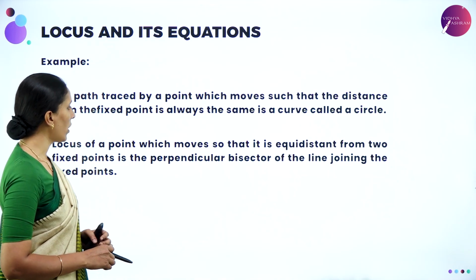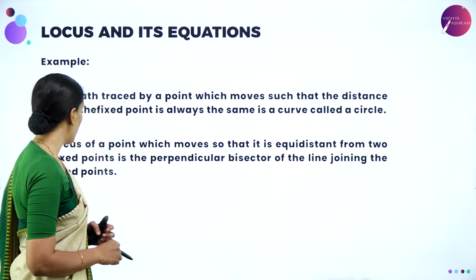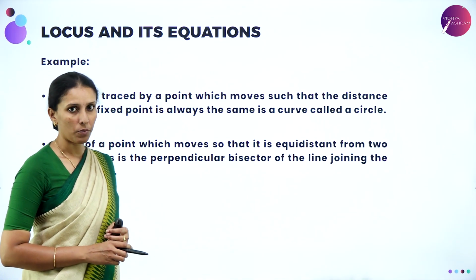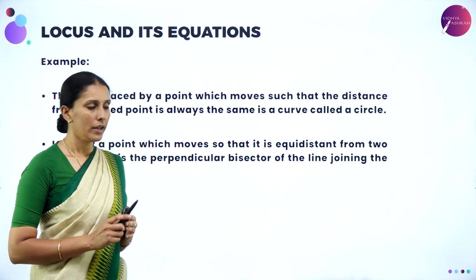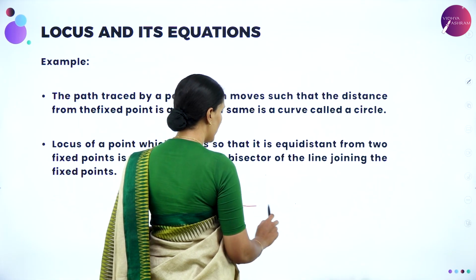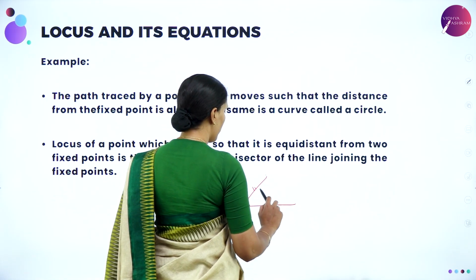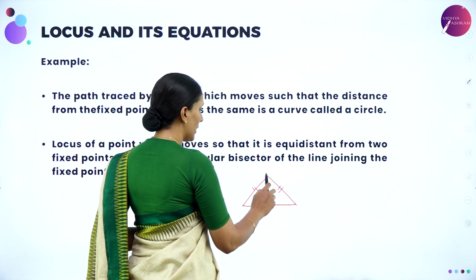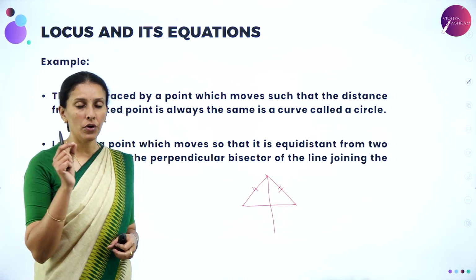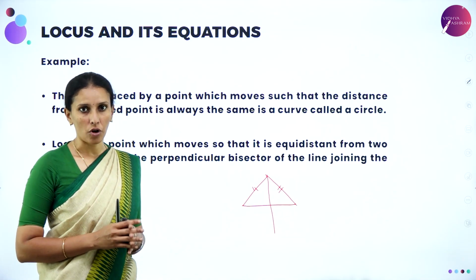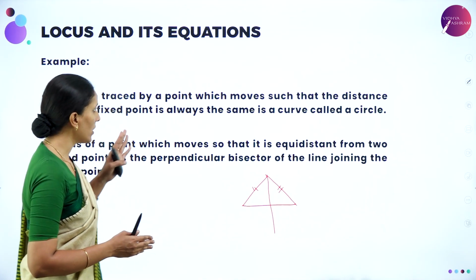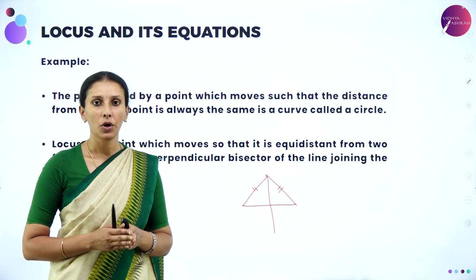Similarly, the locus of a point which moves so that it is equidistant from 2 fixed points is the perpendicular bisector of the line joining the 2 fixed points. So if we have 2 points like this, and a point which is equidistant from these 2 points, so here the distance from here and here is the same, then this point is moving, which means it is the path traced by the perpendicular bisector. So locus creates any sort of geometry and that geometry will be represented in an equation. Thus locus is nothing but the path traced by the moving point.